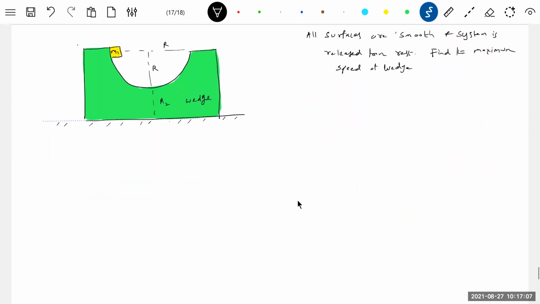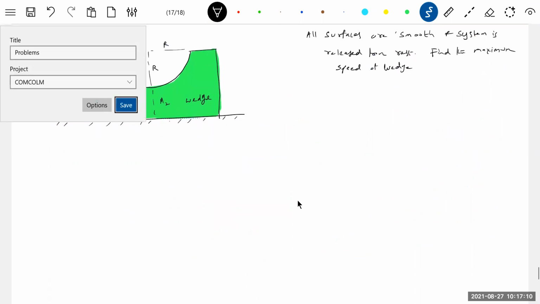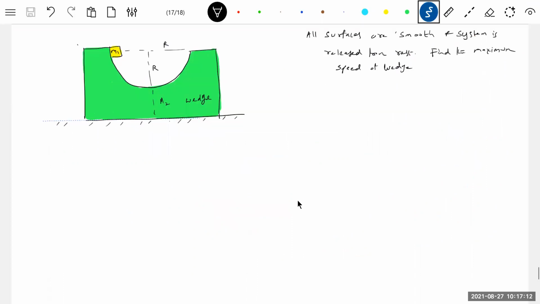There's one more. All surfaces are smooth. The system is released from rest. Find the maximum speed of the wedge. There's a wedge, there's a block. He's asking the maximum speed of the wedge. So there's a curved part. Are you seeing the wedge? I made some curved track. The moment I release, the block will start moving like this.